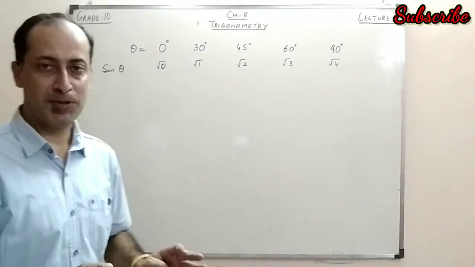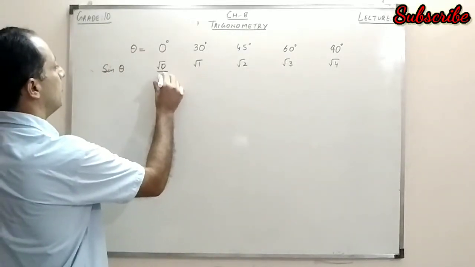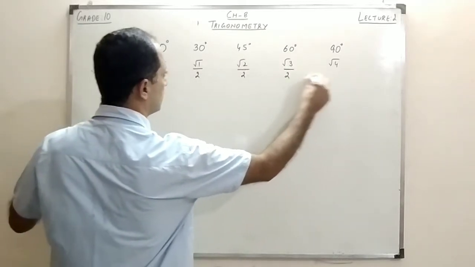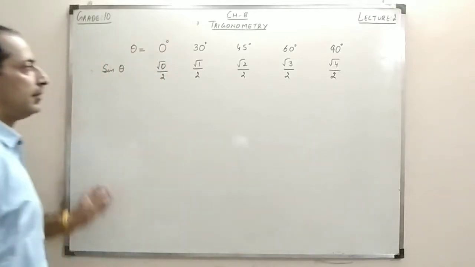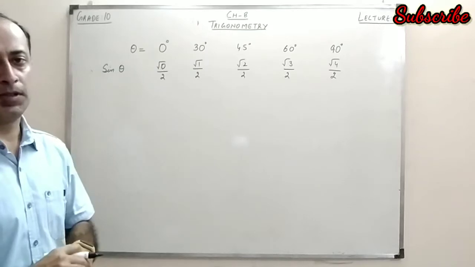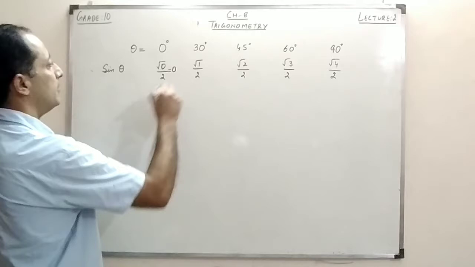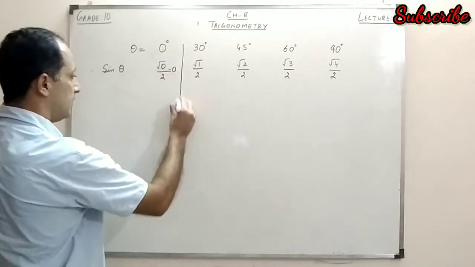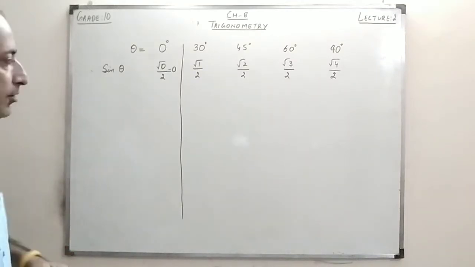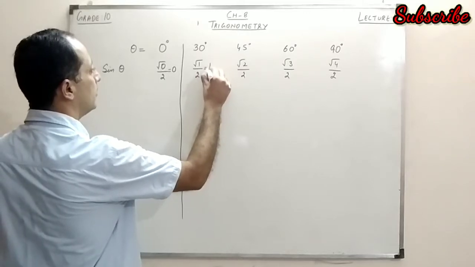But these are not the values. What next you have to do? You have to divide all of these square roots by 2. Now, the next step is to simplify. Square root of 0 is 0, so 0 by 2 gives the value 0, right? Now, square root of 1 is 1. It means this is equal to 1 by 2.